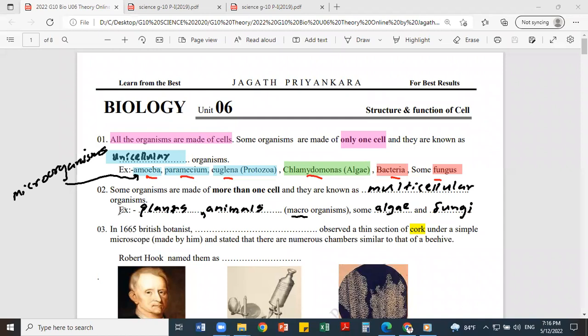Algae can be both unicellular as well as multicellular. There are unicellular algae as well as multicellular algae. One of the best examples, which I have highlighted here in green, is Chlamydomonas. I will show you the pictures and the practical video clips also today during the lesson.